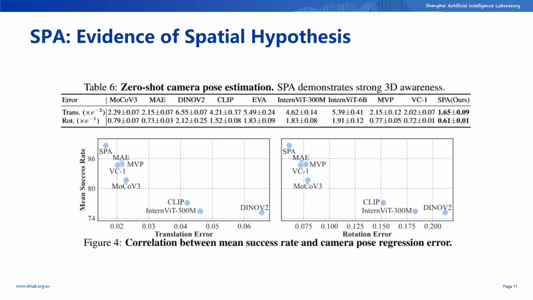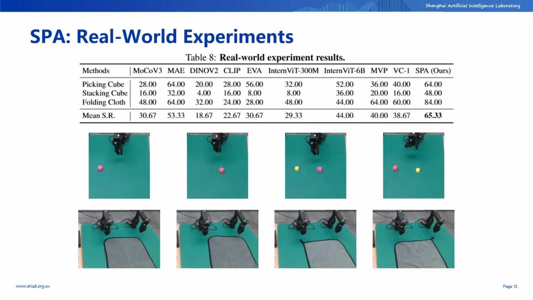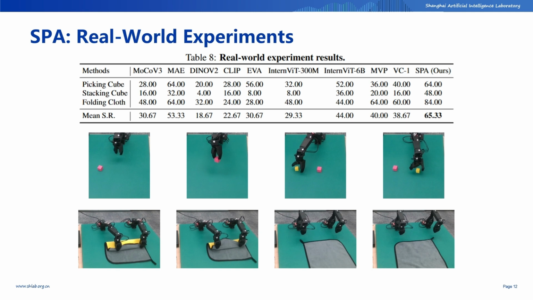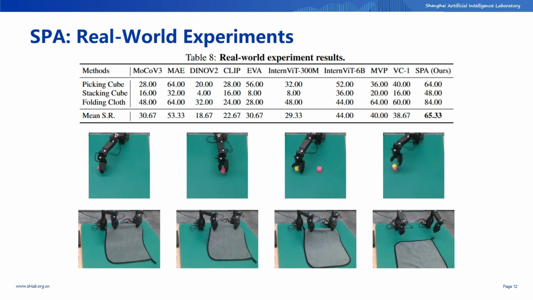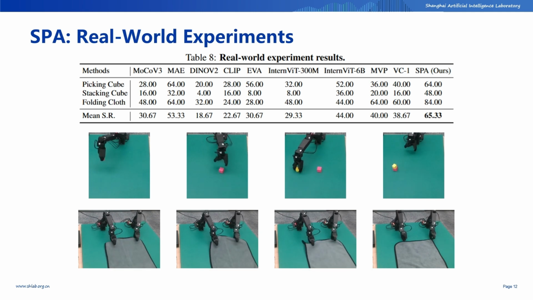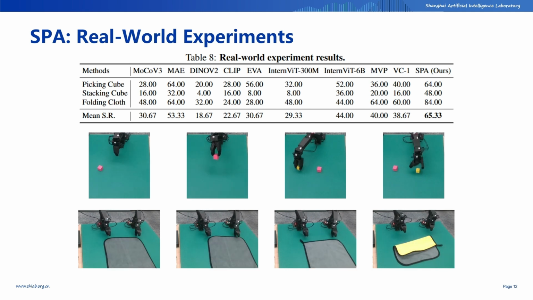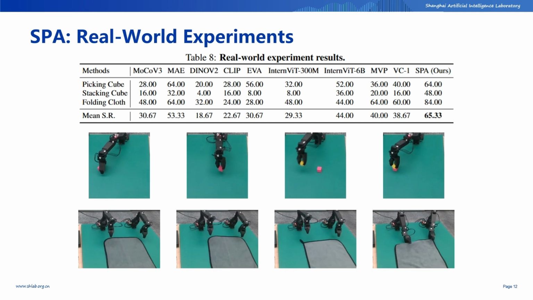Additionally, we identify a clear positive correlation between camera pose estimation and embodied evaluation performance. This finding supports our spatial hypothesis and may offer valuable insights for future research on embodied representation. Finally, we conduct several real-world experiments to further investigate the generalization ability of different representations. The robot performed 2 single-arm tasks, picking a cube and stacking a yellow cube on a pink cube, as well as 1 dual-arm task, folding a cloth in half.